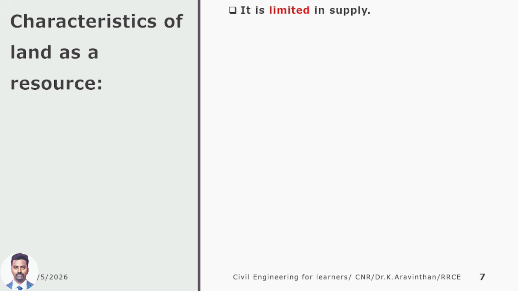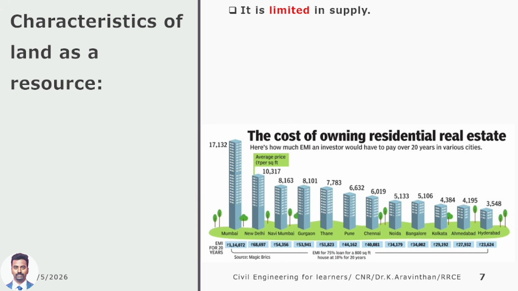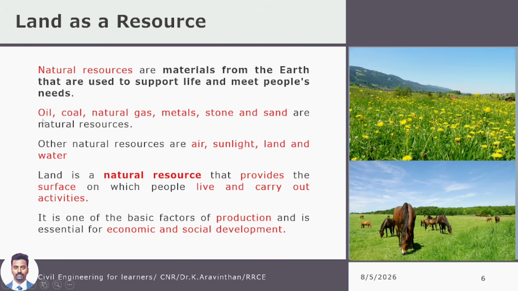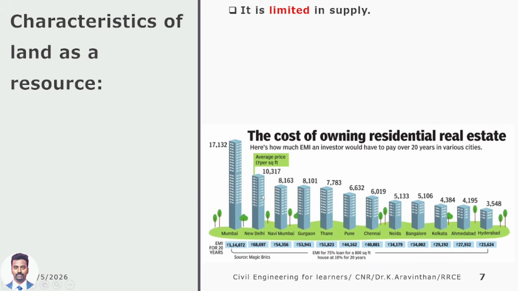Now, what are the characteristics of land? Land is very limited. On earth we have 29% of land. Out of 100% of earth surface, 71% is covered with ocean. So land is only limited. Next, due to its limited capacity, land in different places has different prices. If you have oil, coal, natural gas, metal, stone, sand, all the elements in a single place, then the cost of living will increase.